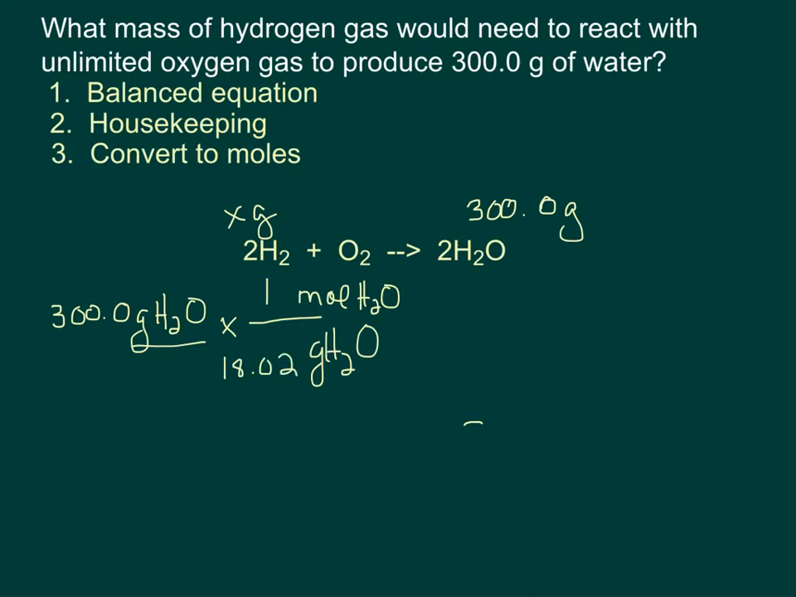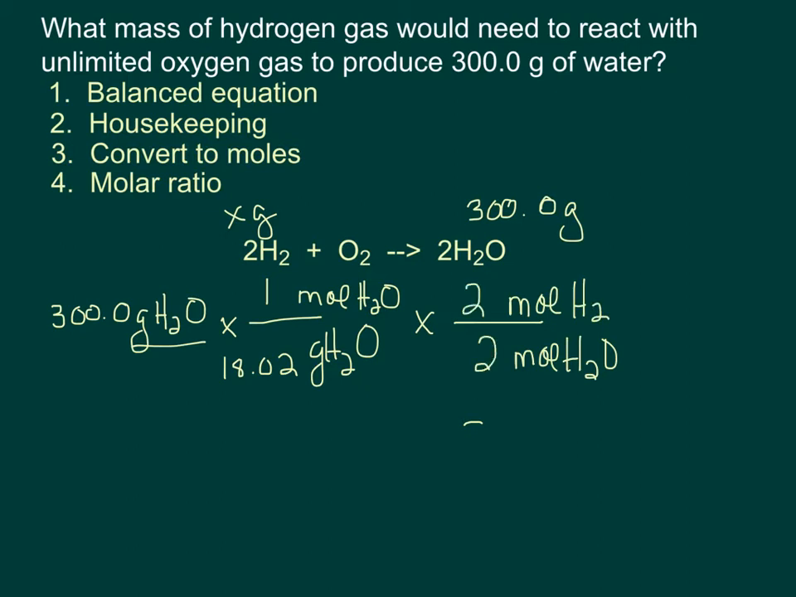Step 4 is our molar ratio, and the mole ratio between our water, our given, and our hydrogen, which is what we're solving for, is going to be a 2-to-2 ratio. The mole ratio comes from the balanced equation. So then, I'm going to bring moles of water down, and I'm going to put moles of my unknown, hydrogen, in the numerator. And from the balanced equation, I see that it's a 2-to-2 ratio.